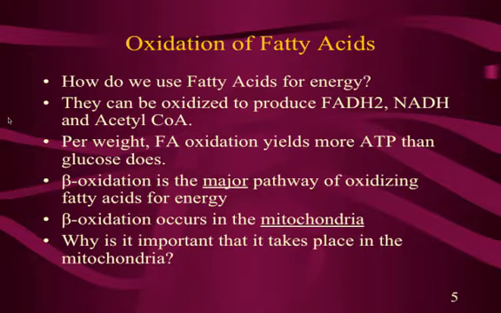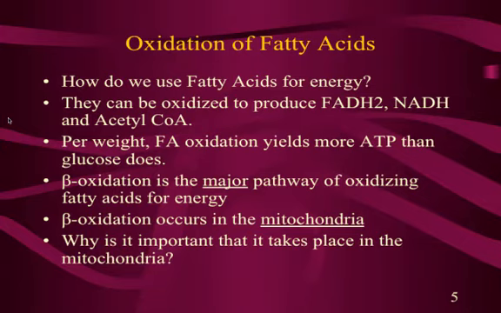So let's start following these guys through. How do we use fatty acids for energy? This will be review from biochem, I hope. Those fatty acids can be oxidized to produce FADH2, NADH, and acetyl CoA. Remember this, per weight, fatty acid oxidation yields more ATP than glucose. We're going to look at that and why that occurs.